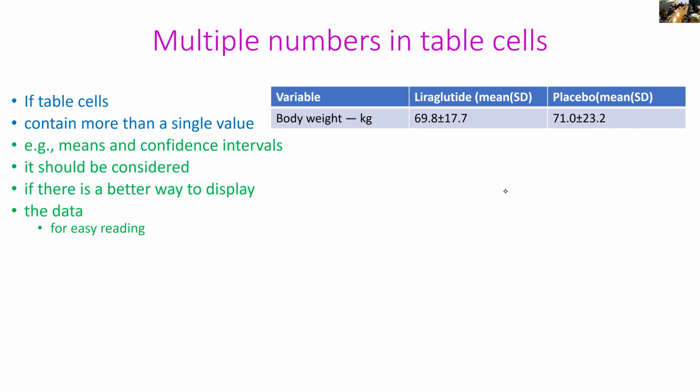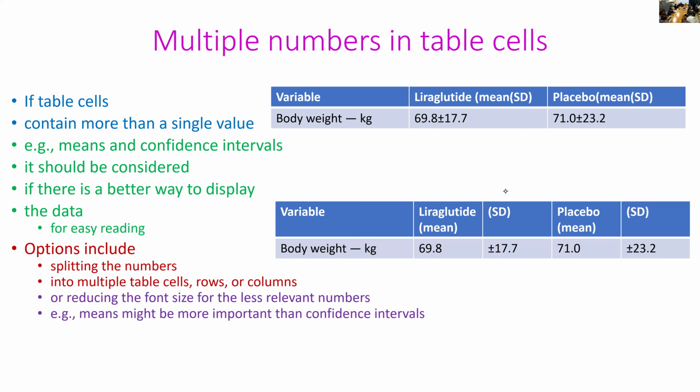So if you have multiple tables and figures, is this a good way of showing mean and standard deviation? Some people will say, no, this is not a good way of showing. Shall I show it like this? So you have to decide. Any JM may prefer this, it looks nice.